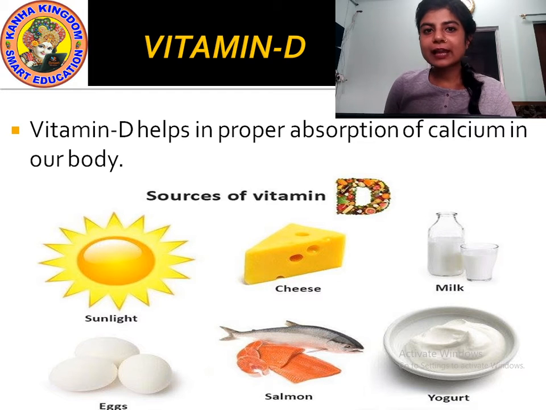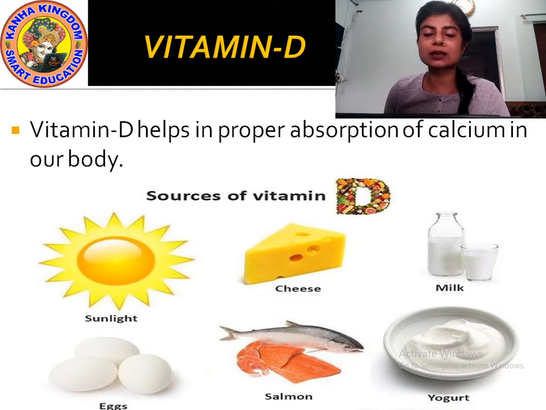Now, from where do we get vitamin D? What are the sources of vitamin D? And how does this vitamin help in our body? This vitamin D helps in proper absorption of calcium in our body. The food that we eat that contains calcium, this vitamin D absorbs the nutrients of the calcium in our body.